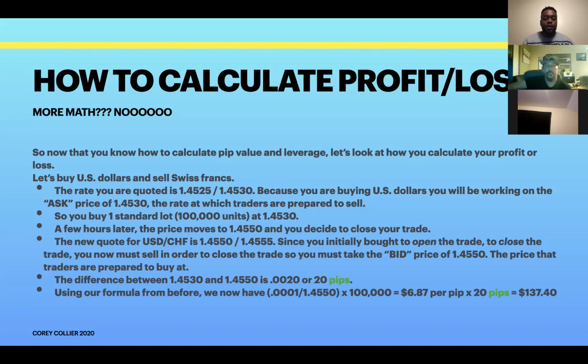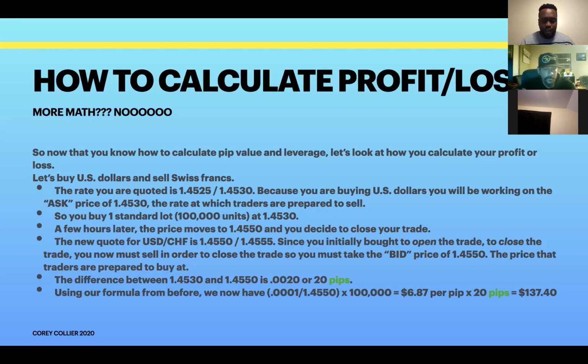Okay, so if we were to buy 100,000 units, or place a lot size of 1.00 at 145.30, a few hours later the price moves up to 145.50 and we decide to close our trade. That new quote for the United States Swiss franc is 145.50. Since we initially bought to open that trade, to close it we have to sell, because we're simultaneously buying and selling. So we take that bid price of 145.50.